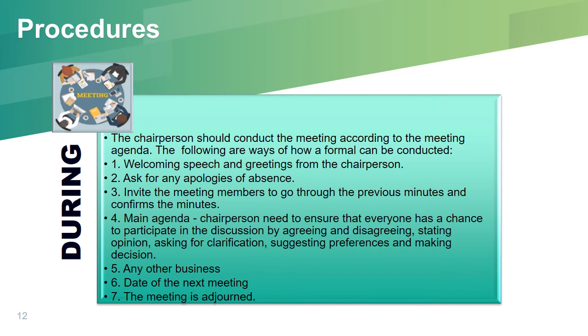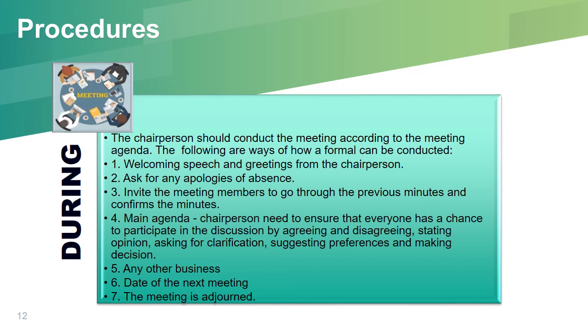And then number three, the chairperson will invite all the meeting members to go through the previous minutes of meeting. And if there is no adjustment, if there's no correction, then they will together confirm the minutes of the previous meeting. Next, we are going to the main business. Once we are done confirming the previous minutes of meeting, we move to the main business or the main agenda. So here, the chairperson need to make sure that all participants has a chance to participate in the discussion by agreeing and disagreeing, stating opinion, ask for clarification, suggesting preferences, and making decision.